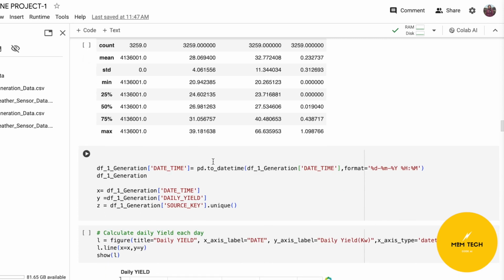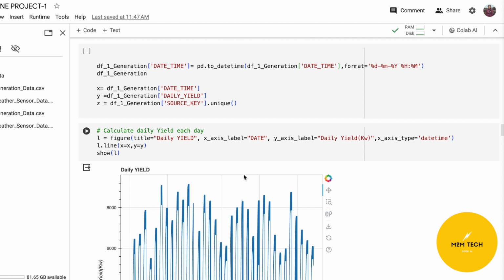For analyzing, first of all, I have converted my date time into a particular format, and the format that I kept for my dataset is date, month, and year, and hour and minutes as the time. The first exploration that I did is on the daily yield trends.